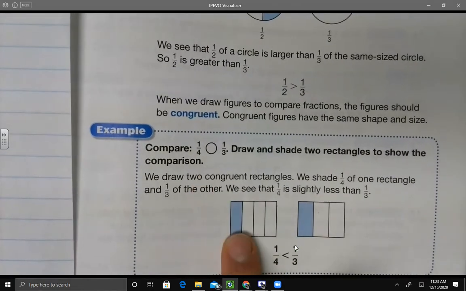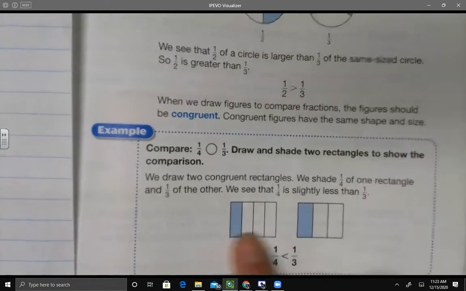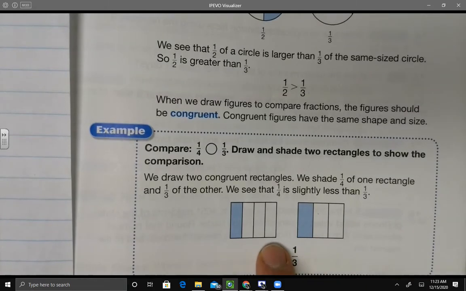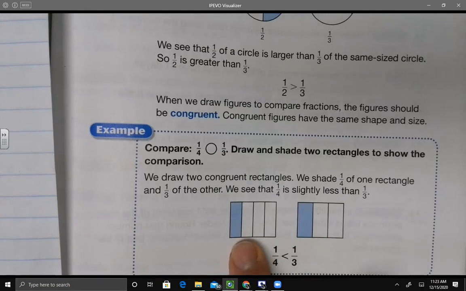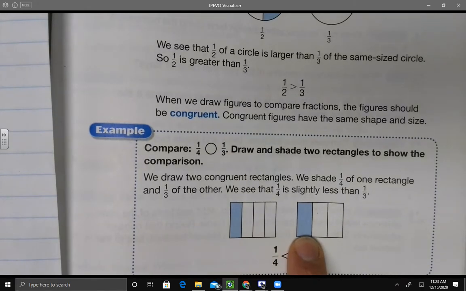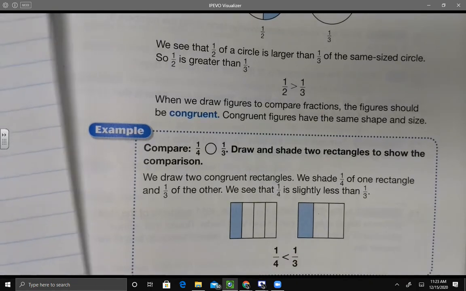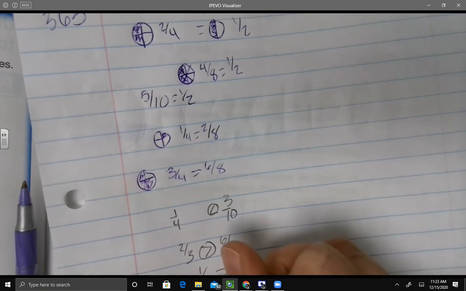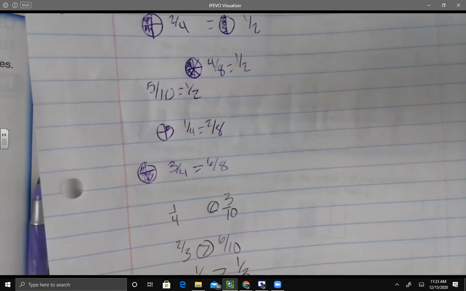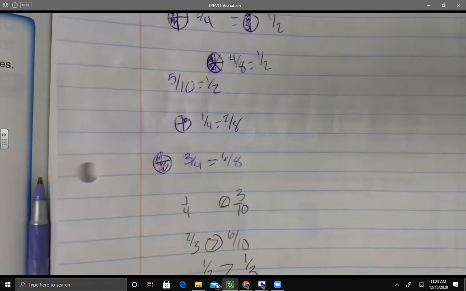All right, so compare 1/4 to 1/3. So this is another way you can draw fractions. You can use rectangle boxes. That's totally fine. You're going to draw them as close as you can to each other. So we have 1 out of 4 or 1 out of 3. Again, 1 out of 3, we're sharing with less people. So that is going to be larger. So we have 1/4 and 1/3. So 1/3 is bigger than 1/4. Okay.